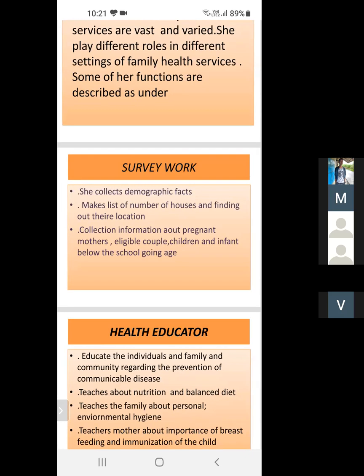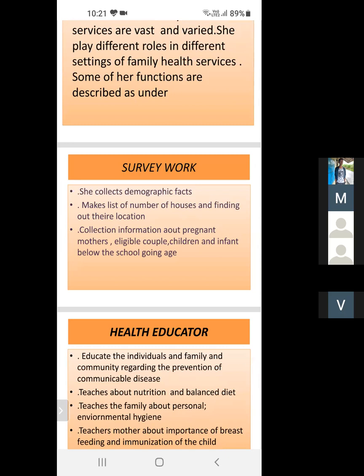First one is the survey worker. She collects demographic facts. Okay. In our house somebody comes for survey work. Maybe she is a health nurse. Okay. Government may allow her to do the health work. It means survey work for a nurse. Okay, that is common. And they make a list of the number of houses and find out their location.